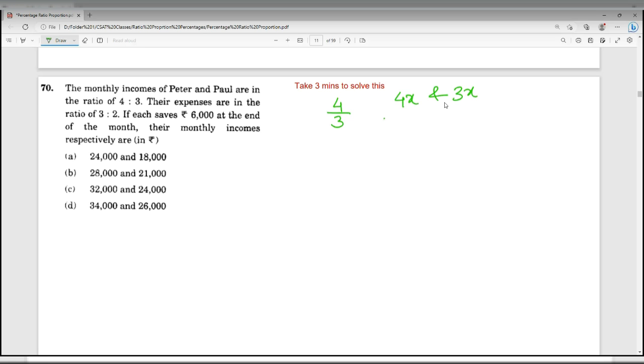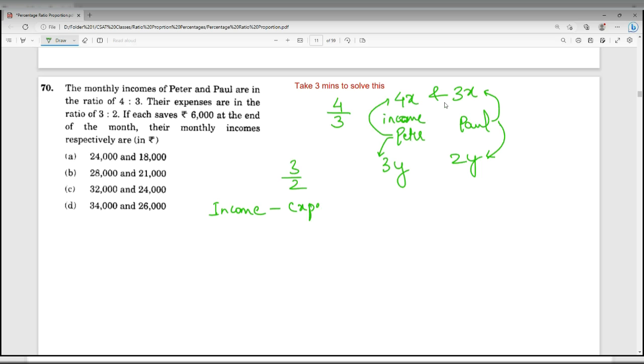Let this be the income of Peter and this of Paul. And in the same way, their expenses were 3:2, so we would take the expenses as 3y and 2y. This is Peter's expenses and this is his income. Paul's income is 3x, expenses is 2y. So income minus expense is equal to savings, and both their savings were 6,000 rupees.